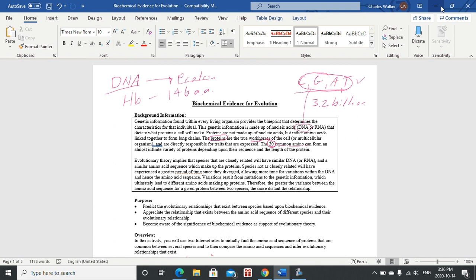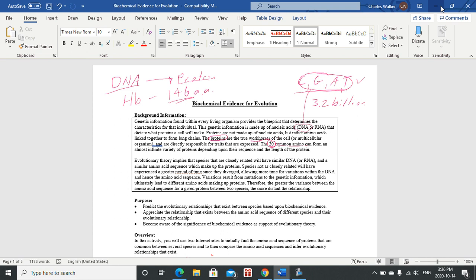So this is the thinking. If we have two species that are fairly closely related to each other, they had a fairly recent common ancestor, then out of these 146 amino acids, they would be very, very similar. There might only be one or two differences. If we have two species that diverge much further back in time, there would be many, many more differences.